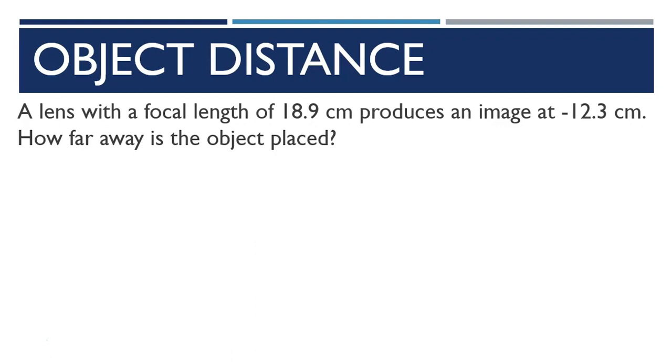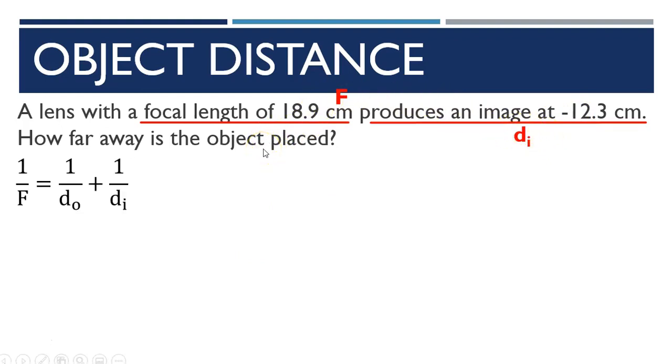Next one, object distance. A lens with a focal length of 18.9 centimeters produces an image at negative 12.3 centimeters. So we know that the image is on the same side of the lens as the actual object itself. Okay, we call that behind the lens. So we're going to find our givens. Focal length is 18.9 centimeters, that's our F. Produces an image at negative 12.3, that's our DI. Okay, and we're looking for DO.